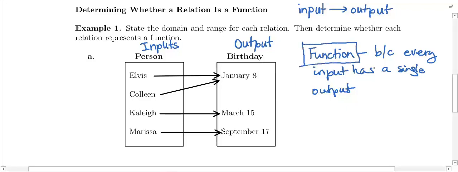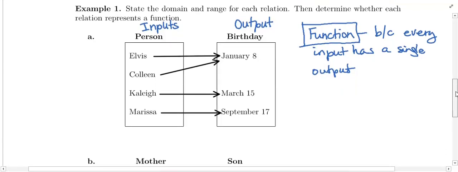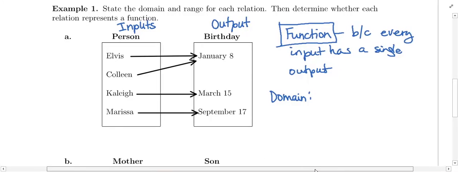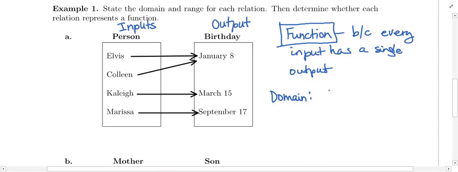According to the directions, not only did we need to determine whether this was a function or not, but we need to write down the domain and the range. The domain is going to be the set of all the inputs. So it's basically going to be all the people. To write this down mathematically, these are just people, so we're going to have to list their names, and we're going to separate them with commas.